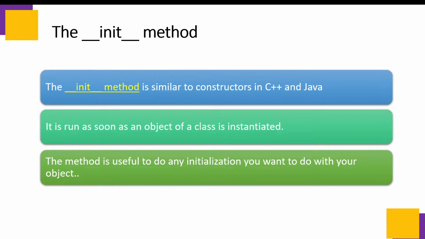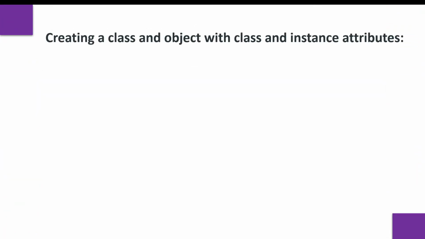Similarly, in Python we use the init method, similar to constructors. It is also used to initialize. Okay, it is run as soon as an object of a class is instantiated. It is useful to do any initialization you want to do with your object. We'll see with an example. Let's see creating a class and object with class and instance attributes.